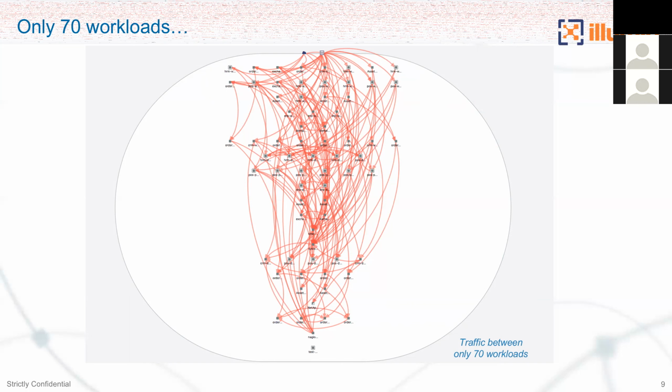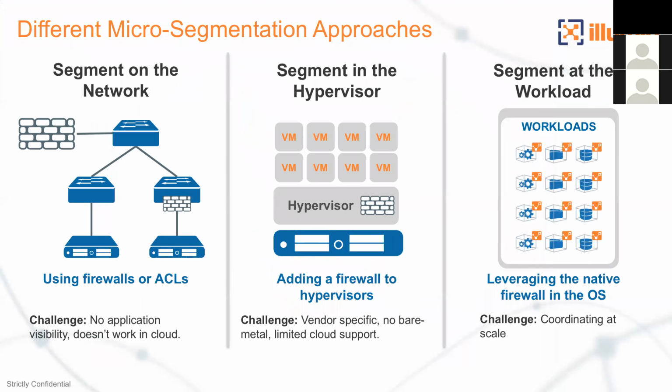This is what the communication looks like between 70 servers. 70 servers is a very small environment. Any organization in the enterprise space is going to have hundreds, thousands, tens of thousands of servers. So you can imagine how complicated this can get. So we talk about how we might want to segment this.